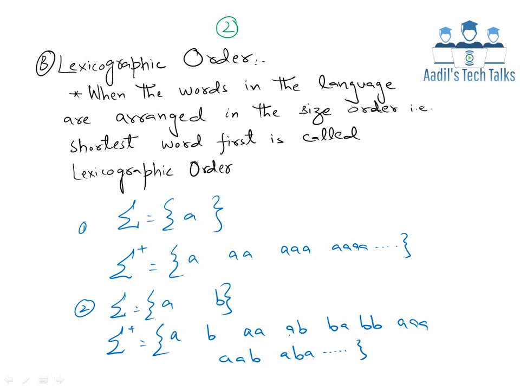Okay guys, so the lexicographic order is the order in which we arrange the words in size order, that is the shortest length word first, and so on.